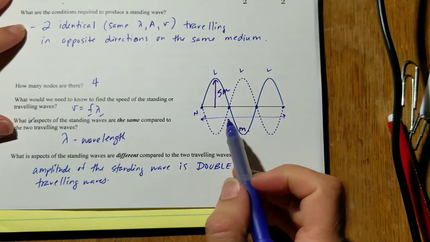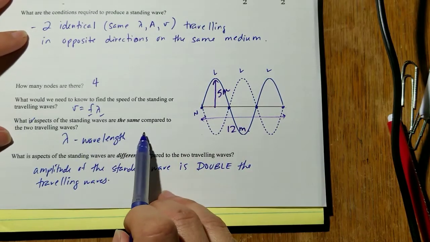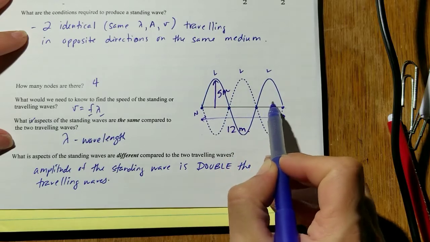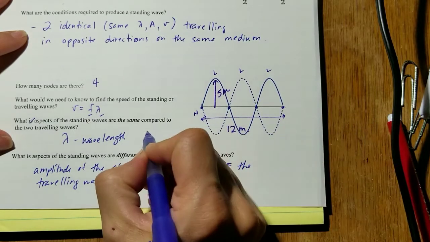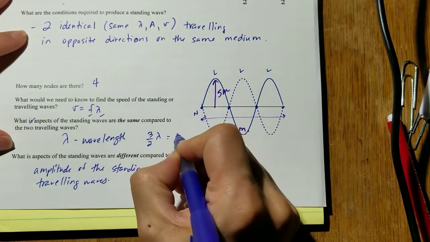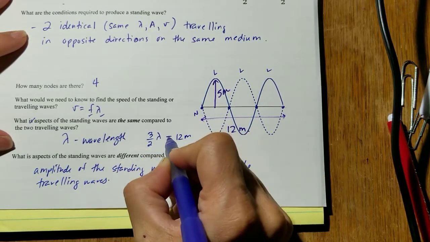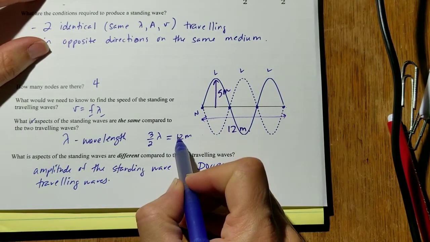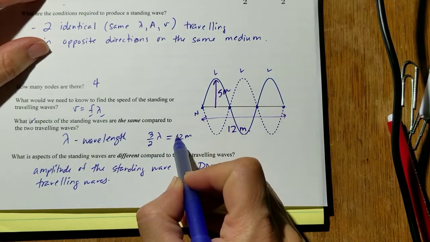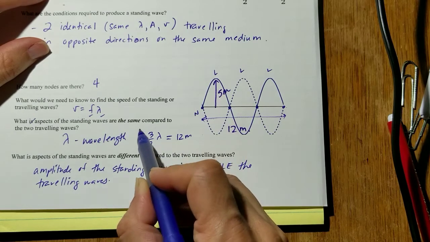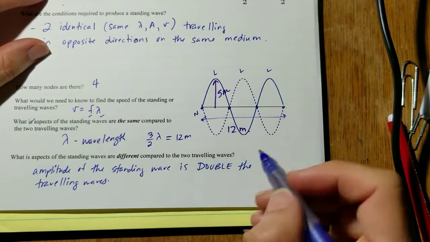Okay, so let's find the wavelength, because that's going to be the same. Here is a half a wavelength, half a wavelength, half a wavelength. How many wavelengths are there? There's 3 halves of a wavelength, and that's equal to 12 meters. So hopefully you're getting good at rearranging equations. We multiply by 2 and divide by 3, because the 2 is on the denominator. We want to get rid of it, so we want to multiply by 2.